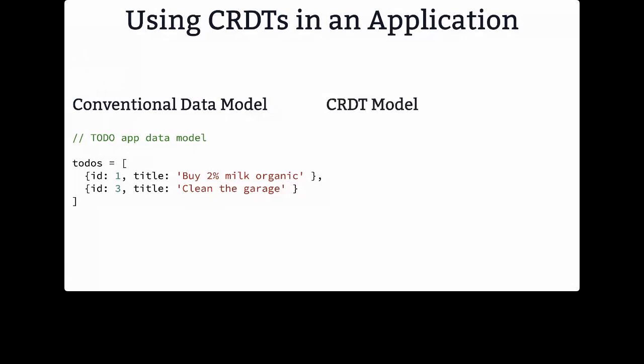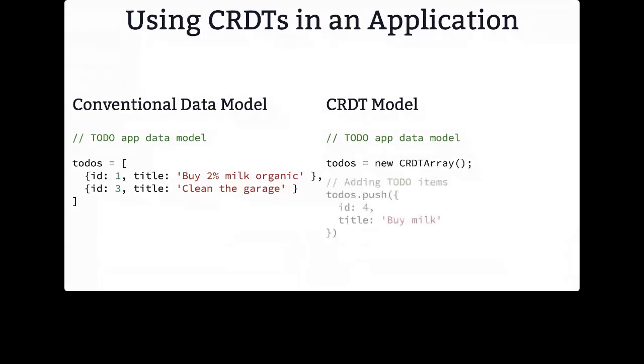Well, we could selectively use CRDTs. So for example, instead of storing to-dos in a normal array, you could use a CRDT array. And then instead of using strings for the title, we could use a CRDT text data type. Now, using these new data types isn't all that different than using the conventional equivalents. In fact, the APIs for most CRDT libraries are very similar to their conventional counterparts. But you're probably wondering, well, what's the benefit of using these CRDTs?